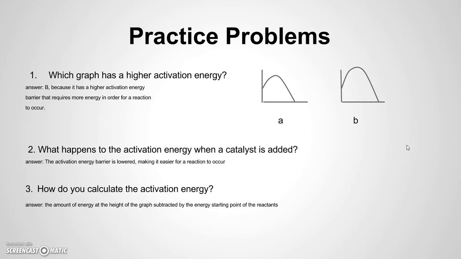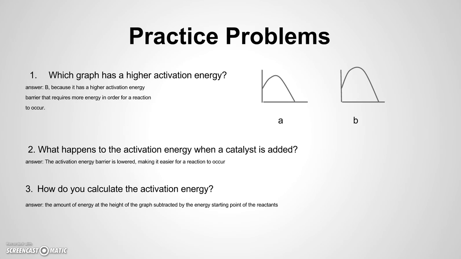Here are some practice problems to review the concepts you just learned. Question 1. Which graph has a higher activation energy? The answer is graph B because it has a higher activation energy barrier that requires more energy in order for a reaction to occur.